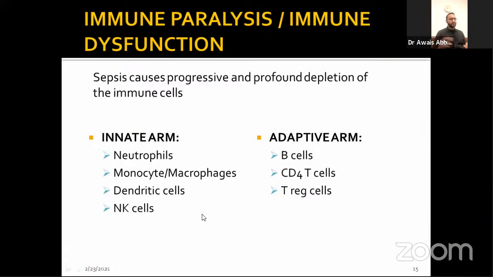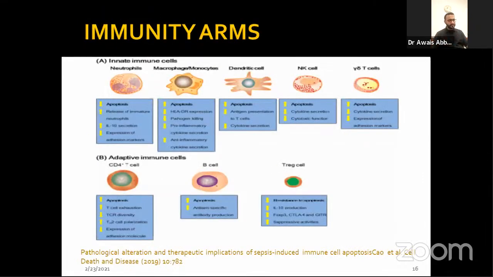Immune paralysis dysfunction. So what does sepsis do? Sepsis actually causes progressive and profound depletion of the immune cells. Everyone knows these two arms that we have in our body, the innate immunity arm and the adaptive immunity arm. The innate immunity arm comprises neutrophils, monocyte macrophages, dendritic cells, and natural killer cells. And the adaptive arm comprises B cells, CD4 T cells, and T regulatory cells. This is just a picture to show these two arms and the different cells. In the coming slides, I'll be discussing what happens with the individual cell lineages in the immune paralysis pathophysiology.